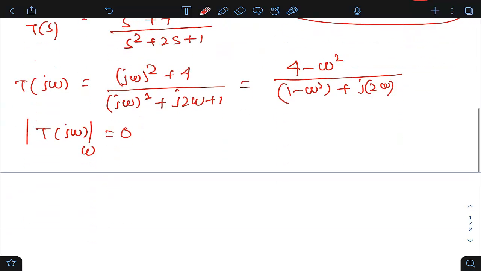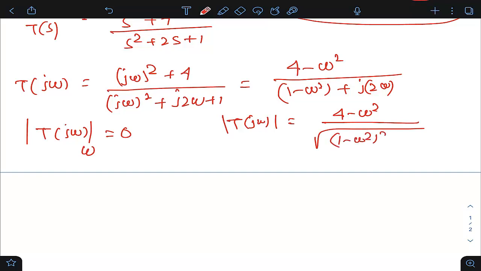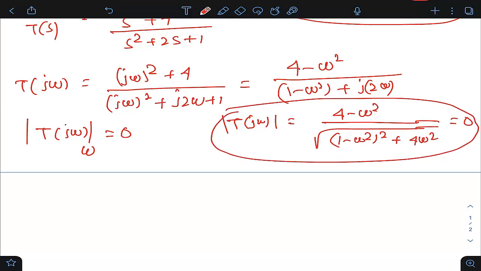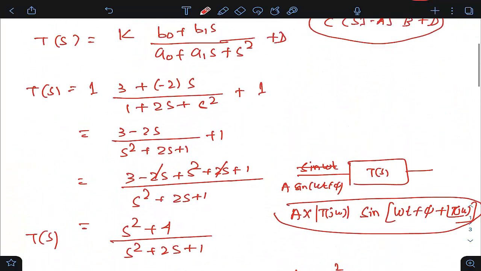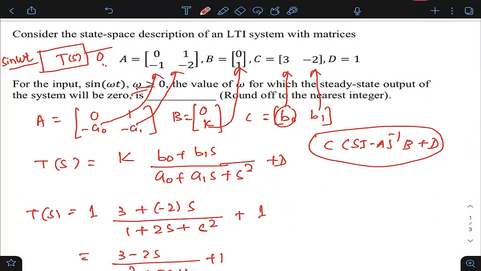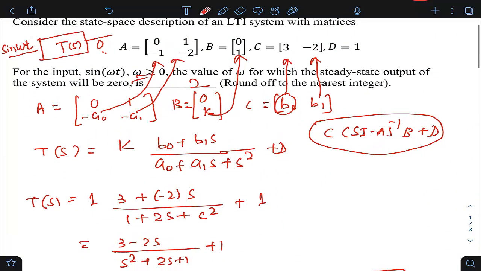So this is your T of j omega. If I ask you what is the magnitude of T of j omega, it is 4 minus omega square divided by the square root of 1 minus omega square whole square plus 4 omega square. You are expecting this to be 0, which means that the numerator of this function is 0. So 4 minus omega square equals 0, or omega square equals 4 and omega equals 2 radian per second. Although it could be minus 2, frequency cannot be negative, and in the question they also say that omega is greater than 0. So the value of the frequency is 2.